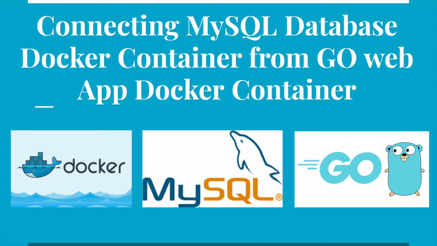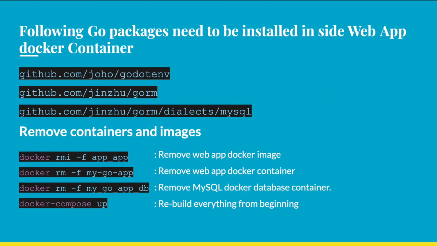In a previous tutorial, we have already dockerized the Go web app. In the Go web app container, we are going to install a few packages like the go.env package, GORM, and the MySQL driver. The go.env package is used to read the variables from the .env file. GORM will replace the raw queries, so we are not going to write any raw SQL queries. The MySQL driver is just used for the database connection.